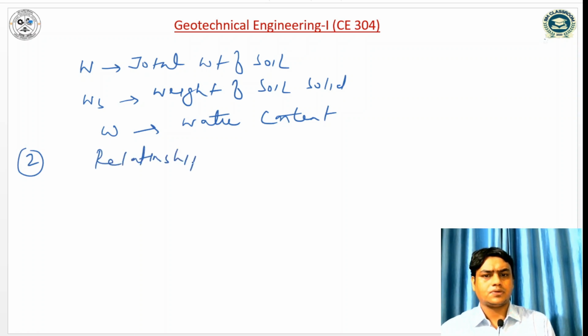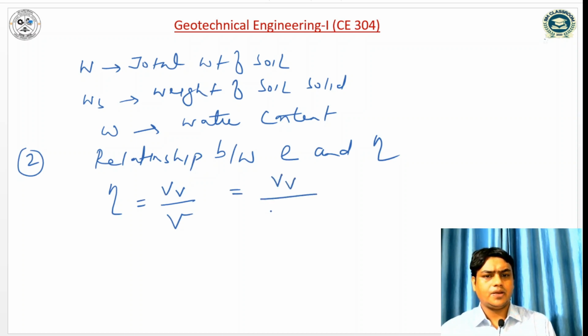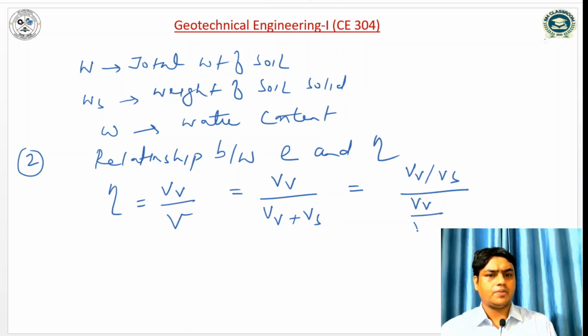Now the second relationship I am going to derive is the relationship between void ratio and porosity. So we know that porosity is equal to volume of void by total volume, and total volume can be written as volume of void plus volume of solid. So if I divide numerator and denominator by volume of solid, we can write volume of void by volume of solid, divided by volume of void by volume of solid plus volume of solid by volume of solid.